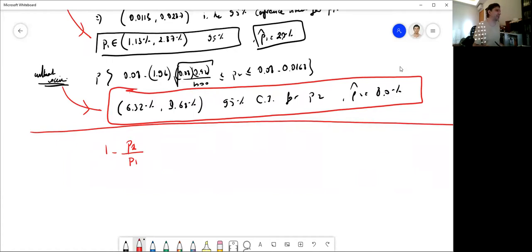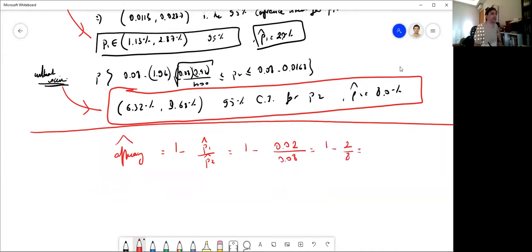Have I written it correctly? No, I think it is incorrect. I correctly wrote it in the message over Moodle. Let me try to remember. I think it is 1 minus P1 over P2. Yeah. It is this statistic, which is efficiency, that people are interested in here. So for this case, for instance, the point estimate of efficiency would be equal to 1 minus 0.02 over 0.08, 1 minus 2 over 8, 6 over 8, and whatever that 6 over 8 is.